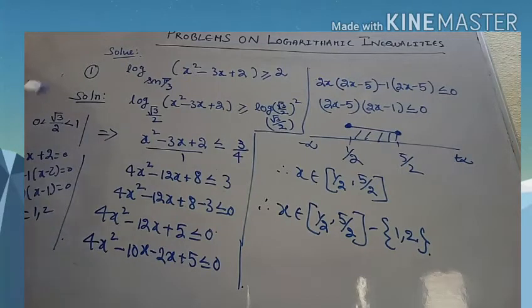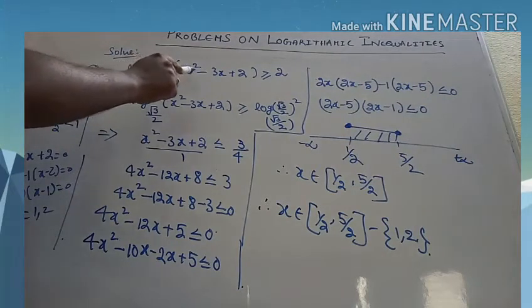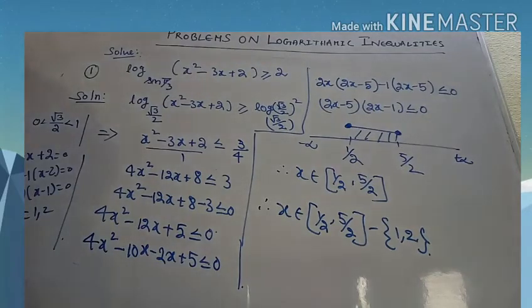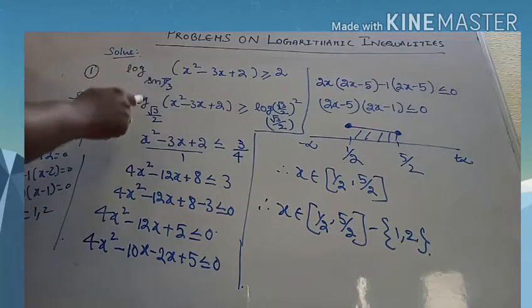On that part, now one problem: log to the base sin(pi/3) of x square minus 3x plus 2 greater than or equal to 2. This is our problem. We write that sin(pi/3) means sin 60 degrees. Sin 60 degrees value is root 3 by 2.